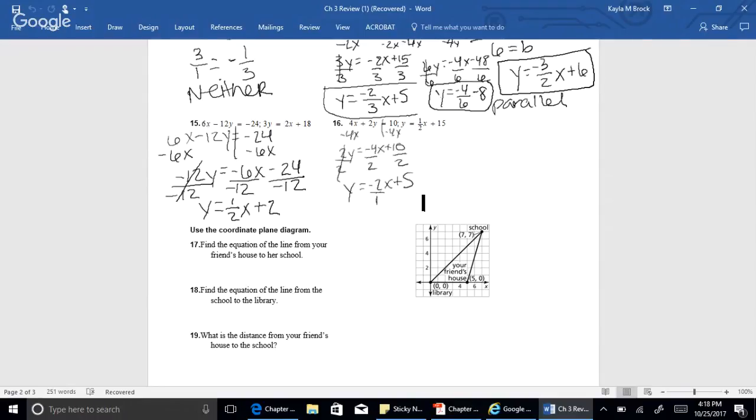Okay. So negative 2 is the same thing as negative 2 over 1. The negative inverse of that would be a positive 1/2, which I have here. So therefore, these are going to be perpendicular lines.